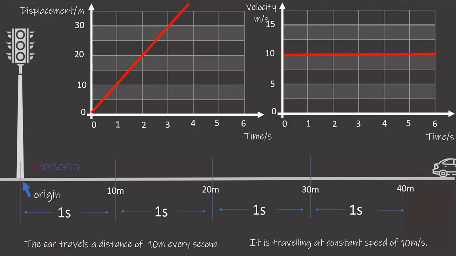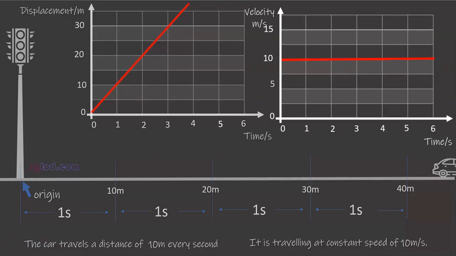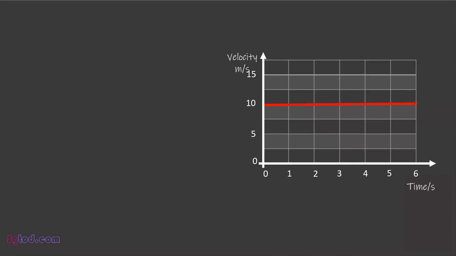Back to our example, let's look at the velocity time graph. The height of this graph is the velocity or speed. In this case, when there's no change in direction, the velocity is the same as the speed. The breadth of this rectangle is a time duration. The area under the graph is therefore computed by taking the speed multiplied by the time taken.